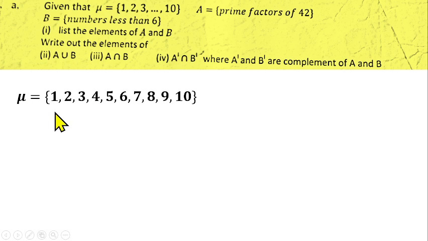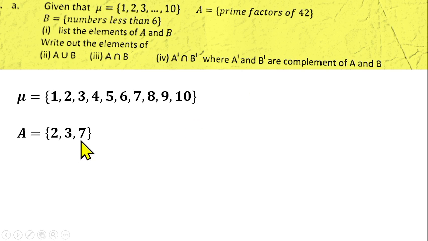Now the universal set has the elements from 1 to 10. Then for set A, prime factors of 42. We know that prime numbers are numbers that are divisible only by themselves and 1. But those prime numbers must be inside the universal set, and they must be factors of 42. So those numbers will be 2, 3, and 7. This 2 is a prime number and it's a factor of 42. 3 is a prime number and it's a factor of 42.